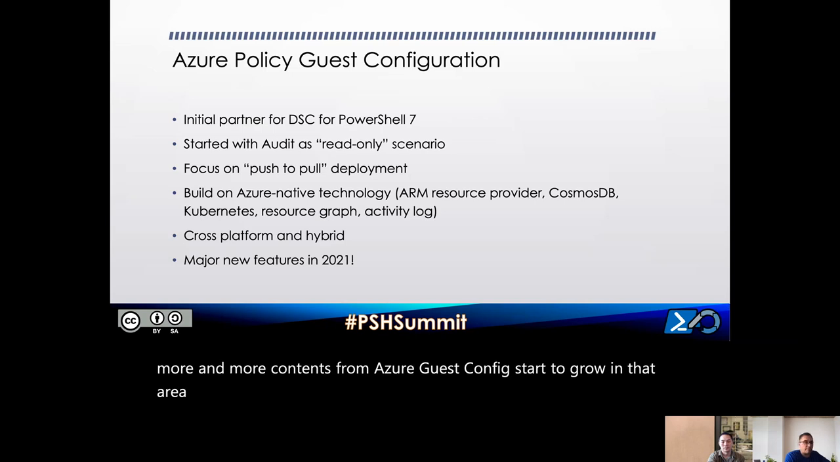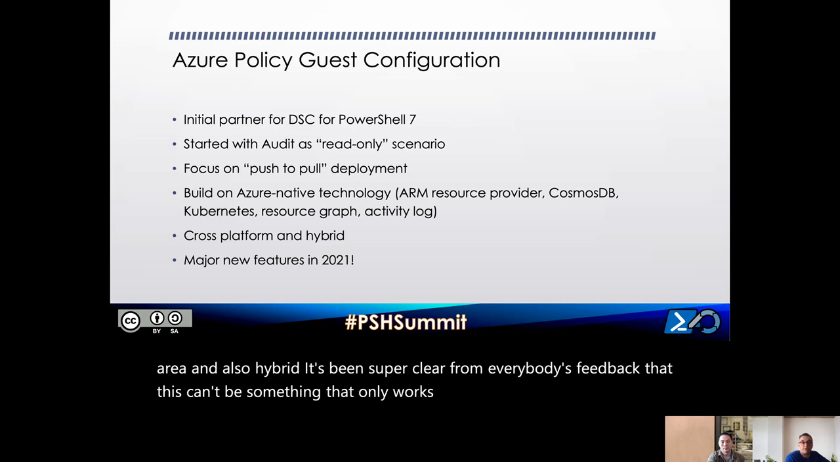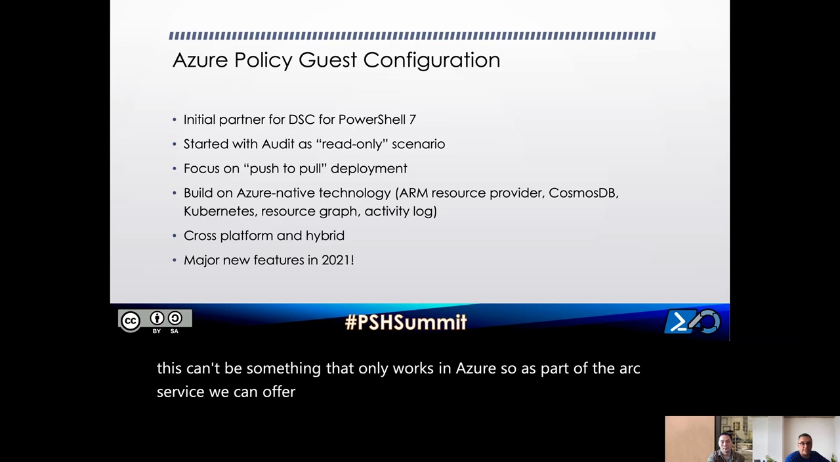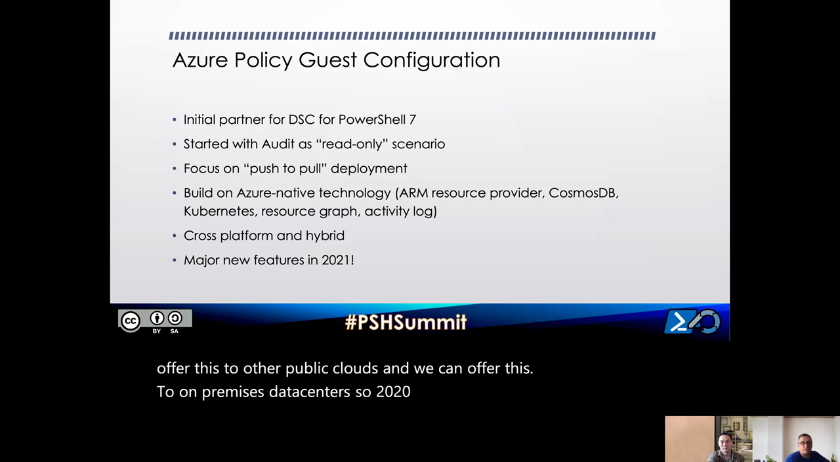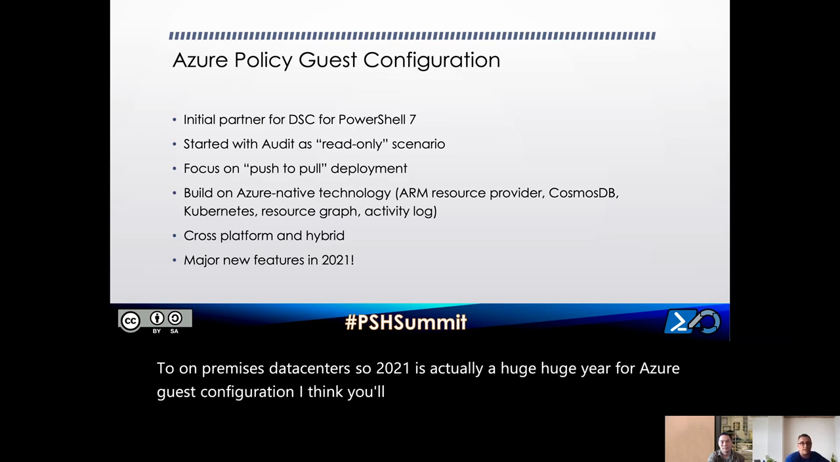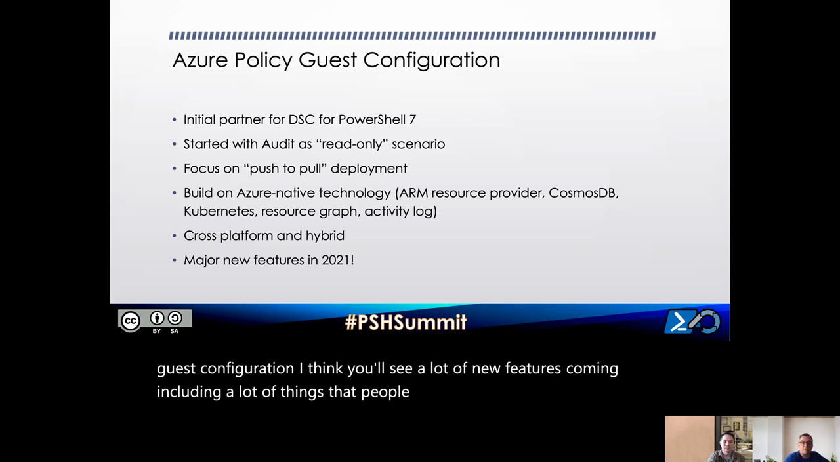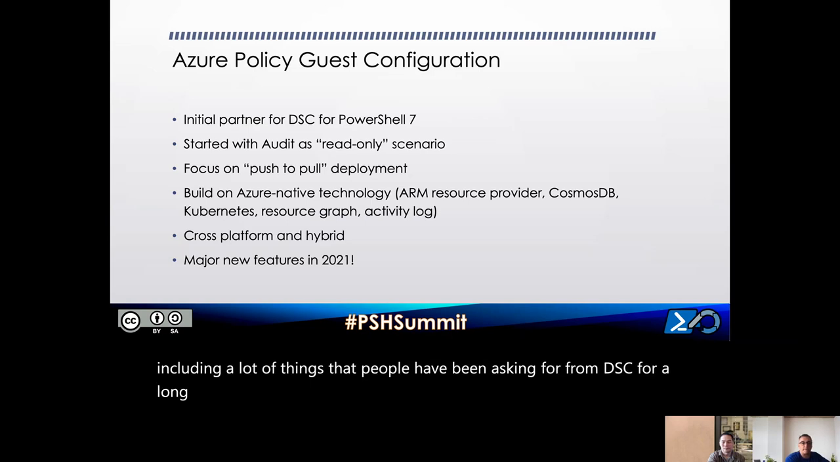It's been super clear from everybody's feedback that this can't be something that only works in Azure. So as part of the Arc service, we can offer this to other public clouds, and we can offer this to on-premises data centers. So 2021 is actually a huge, huge year for Azure Guest Configuration. I think you'll see a lot of new features coming, including a lot of things that people have been asking for from DSC for a long time. So I'm super happy about it.